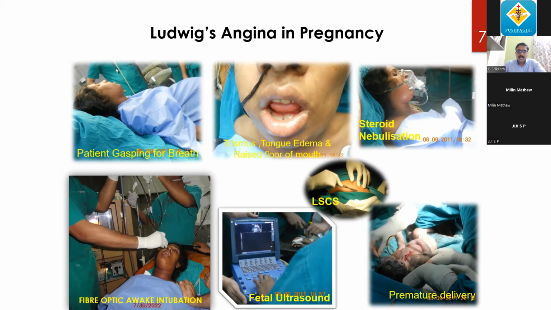We had to do a fetal ultrasound to look at the status, and it clearly indicated that the child was having bradycardia. Sorry, the neonate, or the fetus, was having bradycardia. So premature delivery had to be carried out in the 7th month, by C-section.